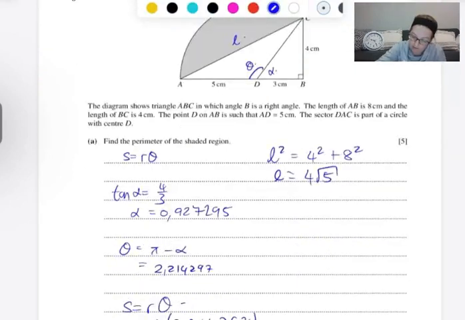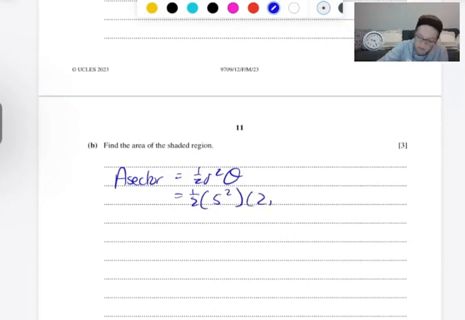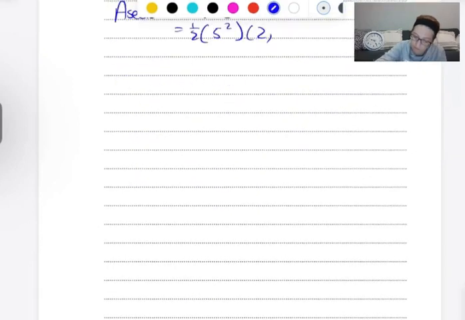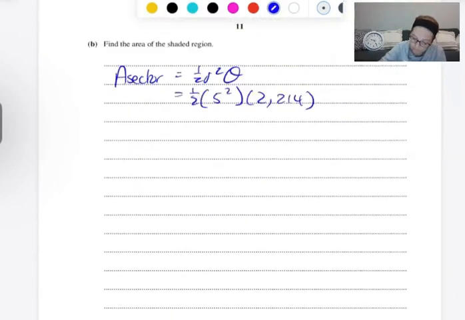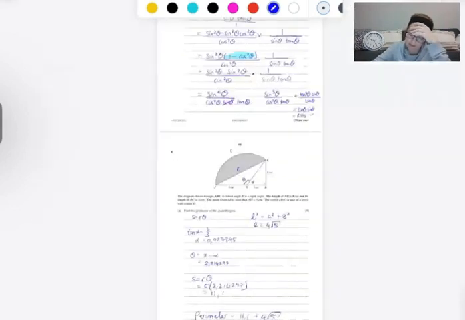I know my area of a sector. So the area of the sector is a half r squared theta. A half times 5 squared times 2.214. We can already work this out. That is 27.675 centimeters squared. And then the area of the triangle.